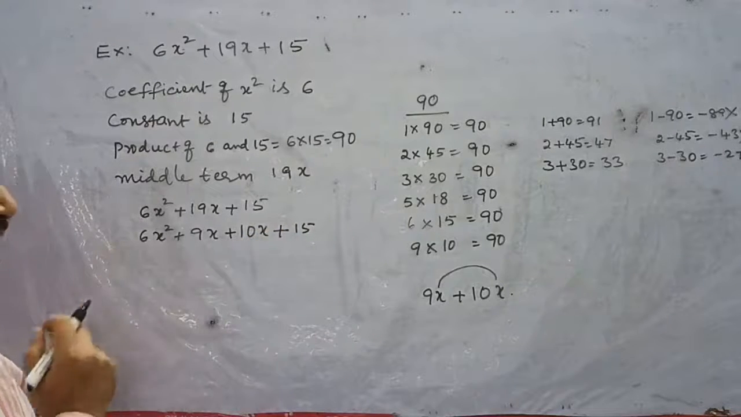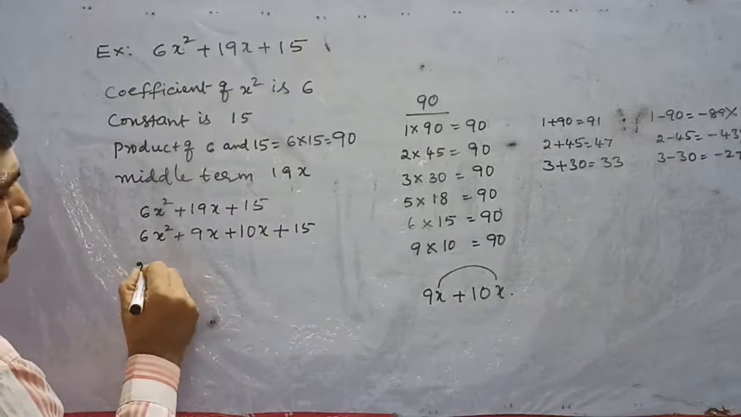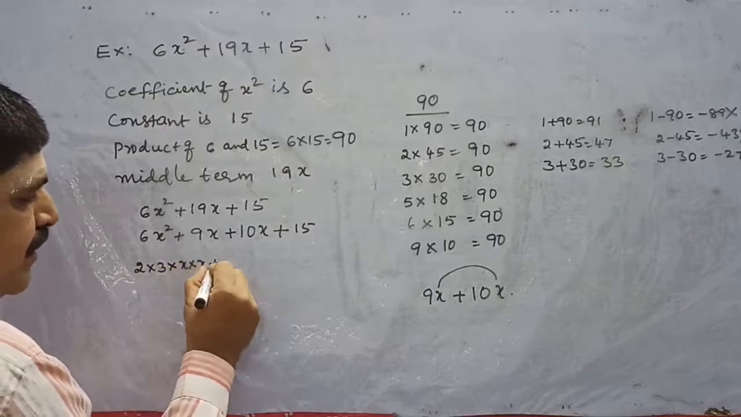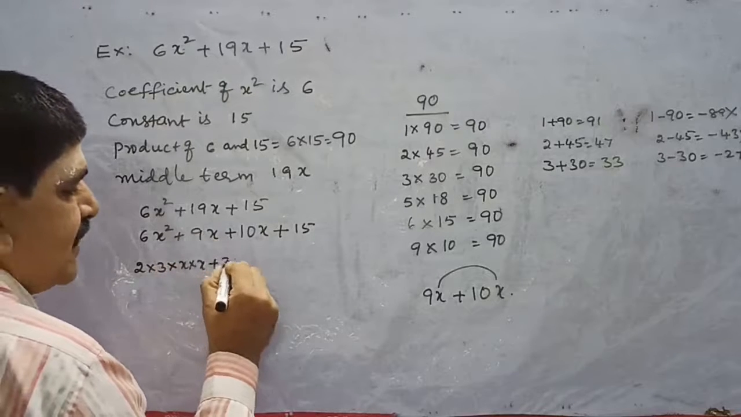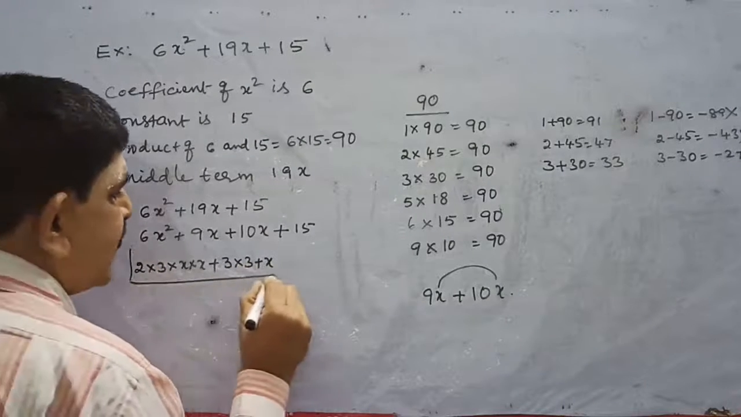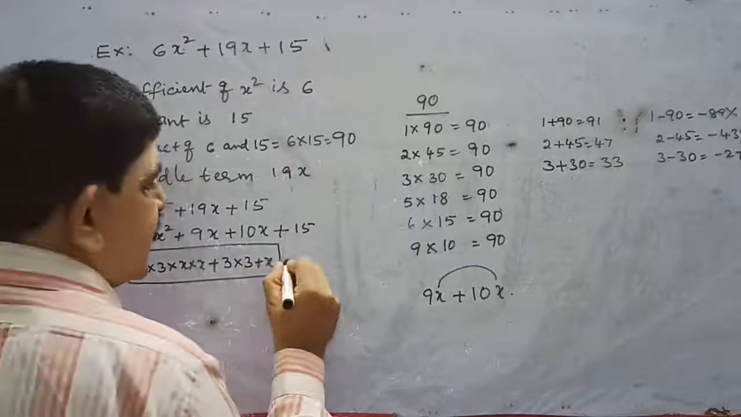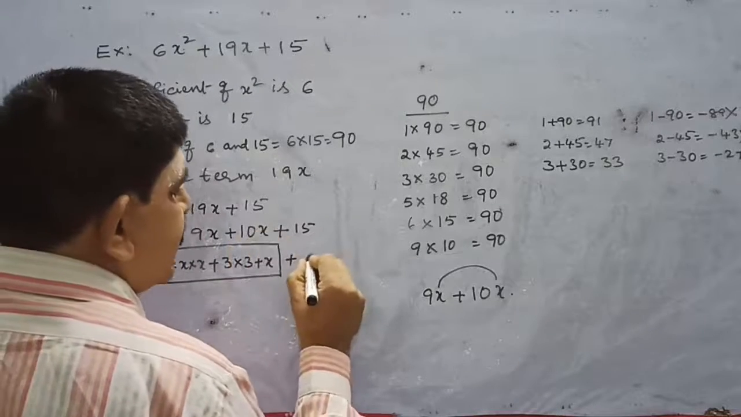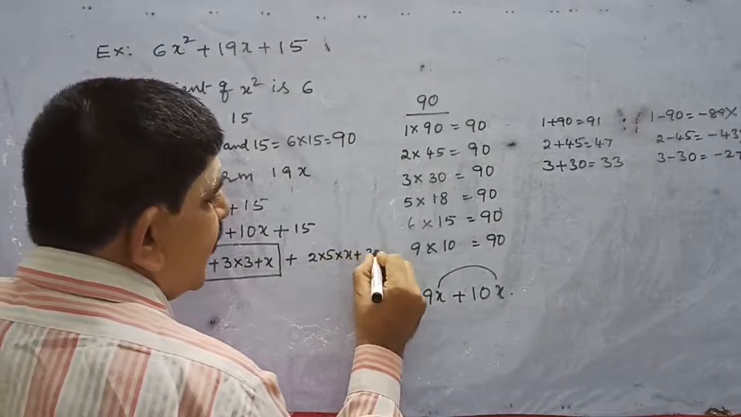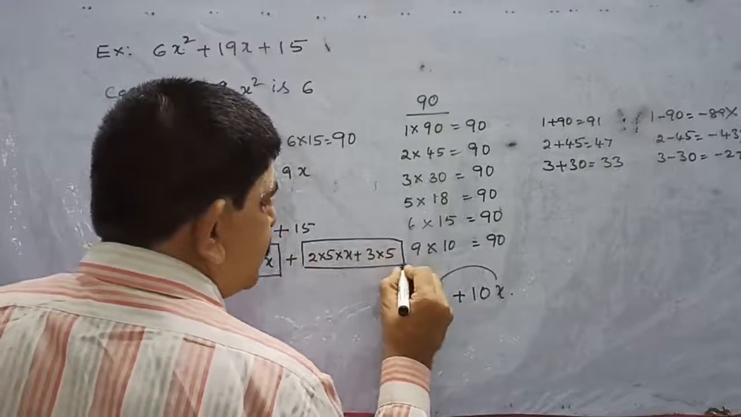Now, split this. 6x square can be written as 2 into 3 into x, plus 9x can be written as 3 into 3 plus x. So this is the first part of the splitting of the problem. Next, 10x can be written as 2 into 5 into x plus 3 into 5. So this is the second half of the problem.